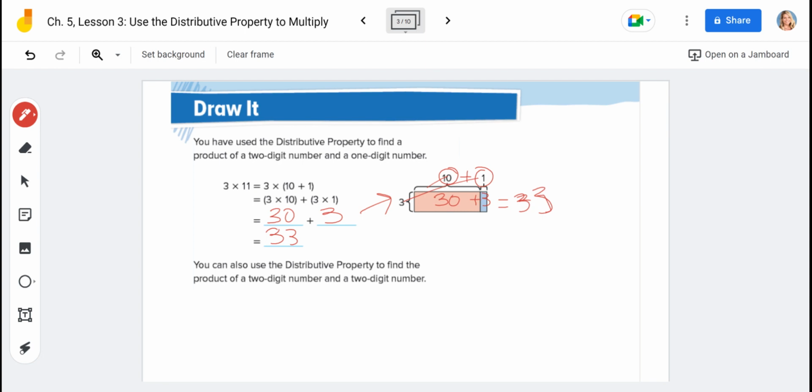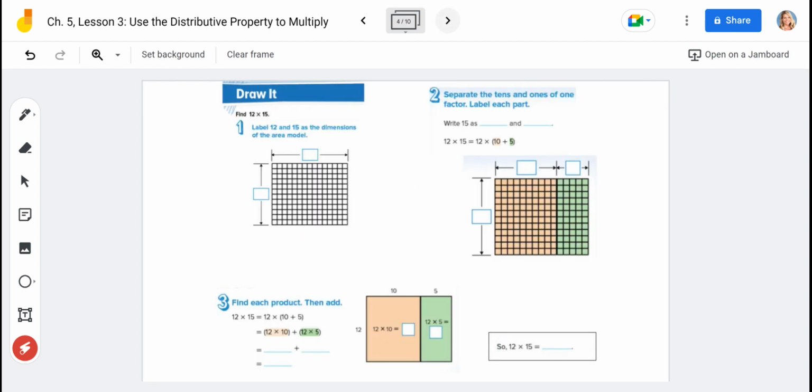So, of course, we can infer that we can also use the distributive property to find the product of a two-digit number and a two-digit number. So here's the thing: no longer am I dealing with one digit. Now I've got two digits. So that makes this heads up step even more important because we're telling people which factor we're going to decompose. So let's take a look at this.